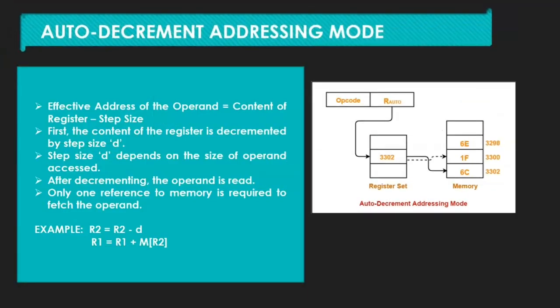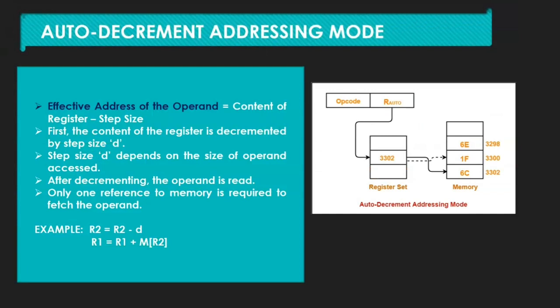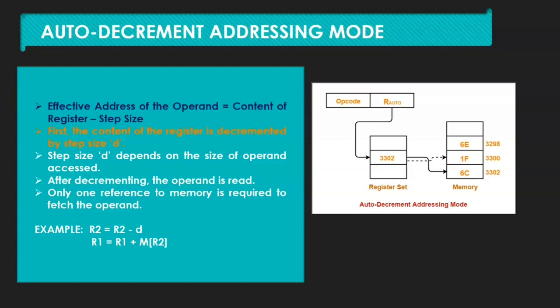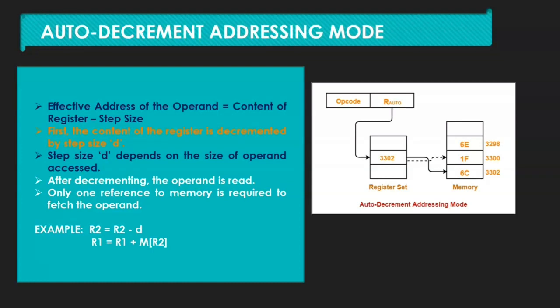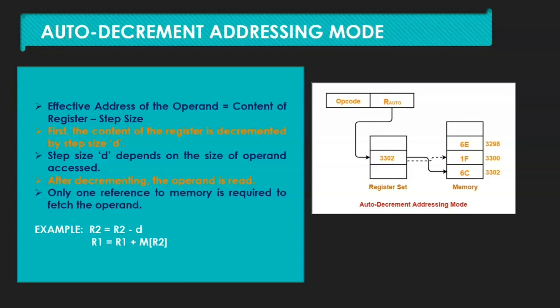In the auto decrement addressing mode, the effective address of the operand is equal to the content of the register minus the step size. First, the content of the register is decremented by the step size D. Here, D depends on the size of the operand accessed. After decrementing, the operand is read. Only one reference to memory is required to fetch the operand.